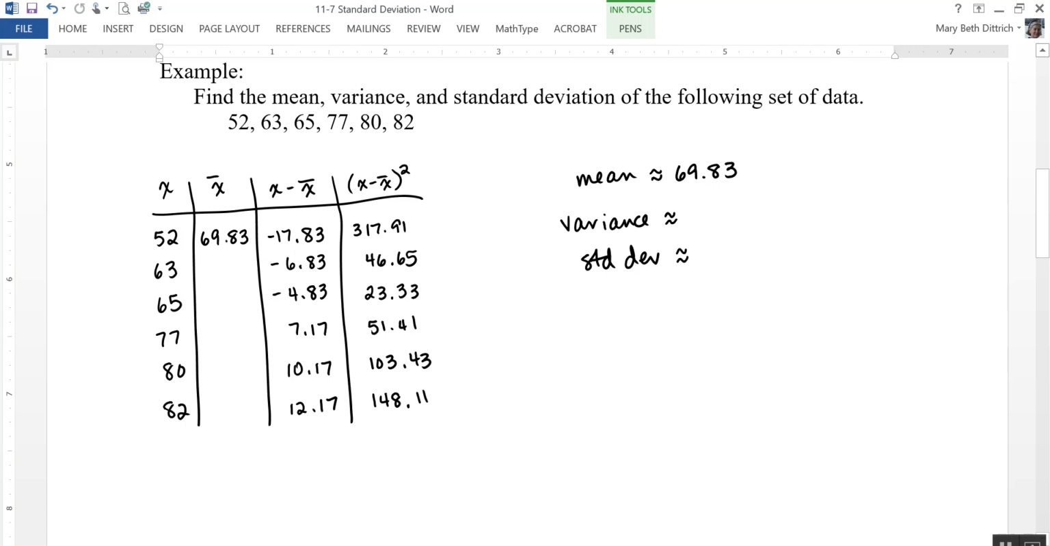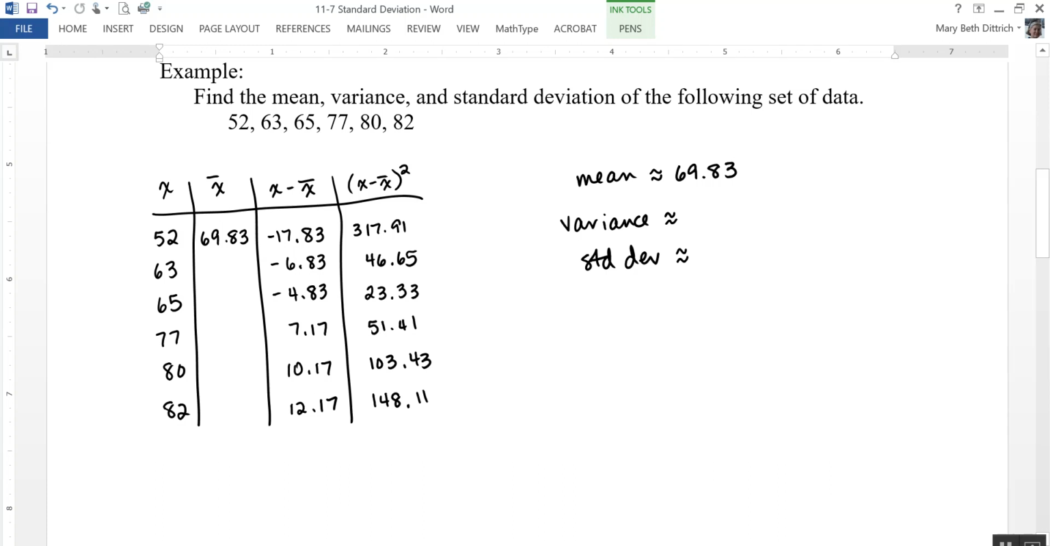To do this by hand, you would make a table that looks something like this. So here I have my column of x's, which are just my data values. And then I went ahead and calculated what the mean was. So I added all of those up and divided by 6, and I got 69.83. The next column shows what I get when I do x minus x bar. So 52 minus 69.83 is negative 17.83, and so on.